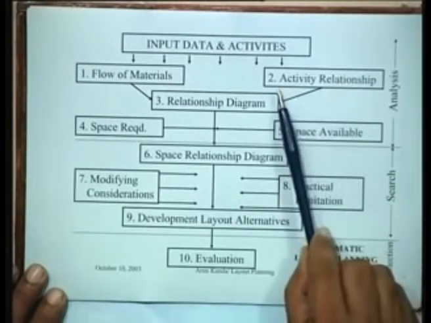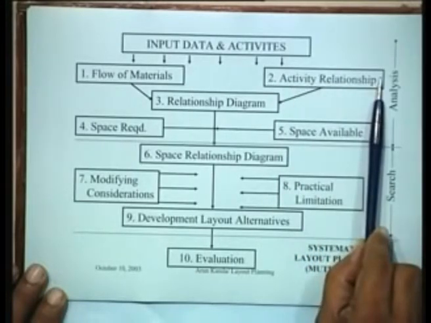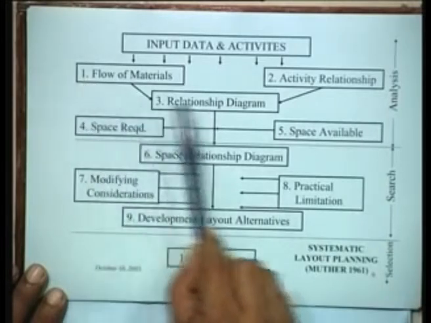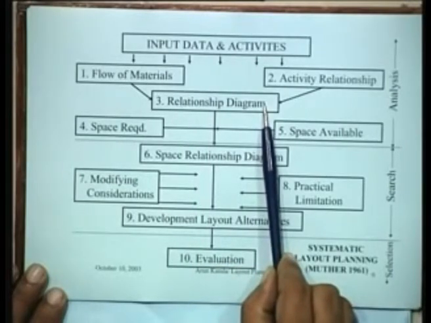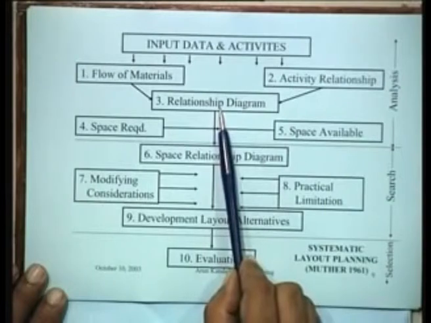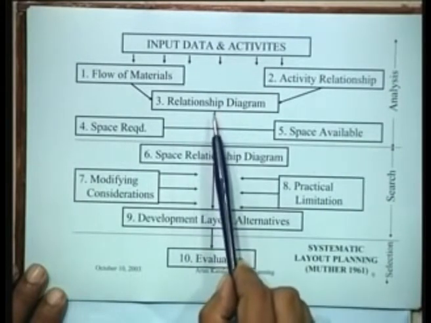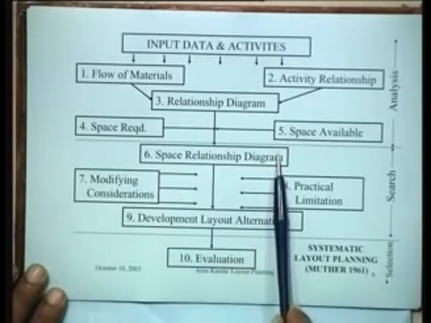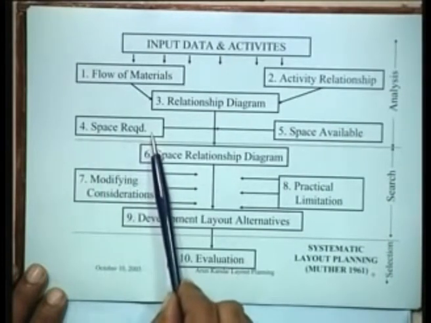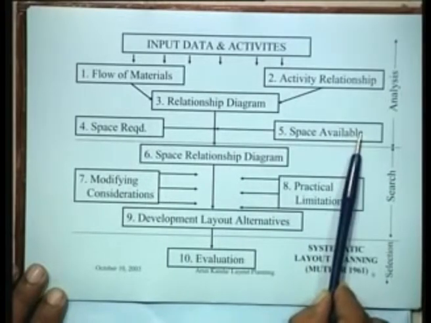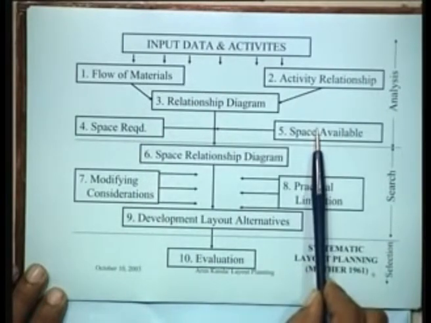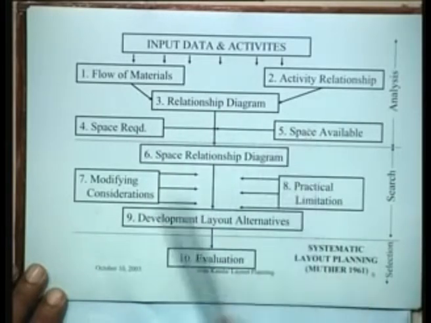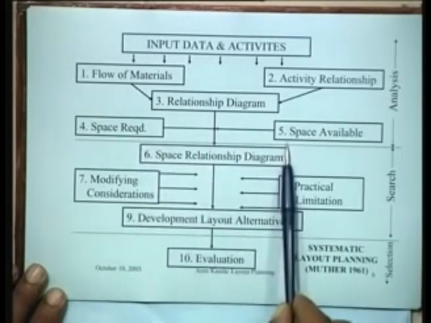The second step is to identify the activity relationships. Based on step 1 and step 2, we develop what is called a relationship diagram. And then this relationship diagram is converted into what is called a space relationship diagram. In order to develop the space relationship diagram, you have to compute in step 4 the space required, and match it with the space available. That means if you find that the space required is 4,000 square feet, you must make sure that 4,000 square feet of space is available. So it's just a check in that direction. And then you develop the space relationship diagram in step 6.